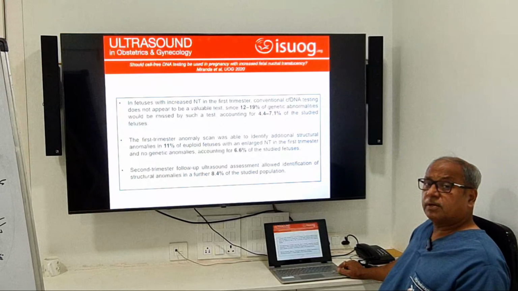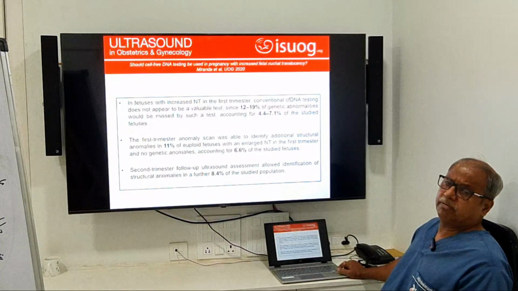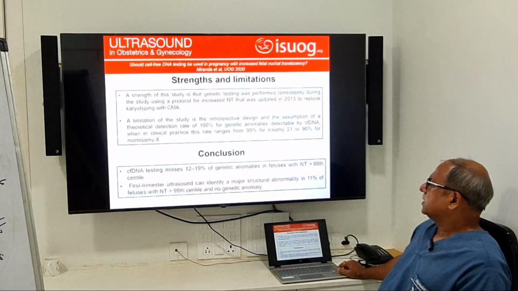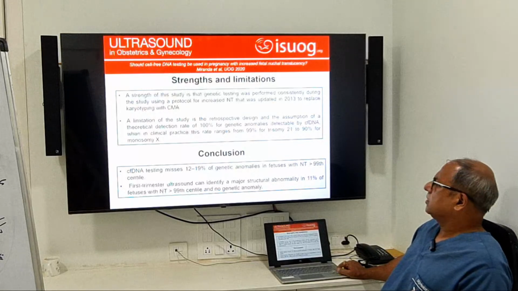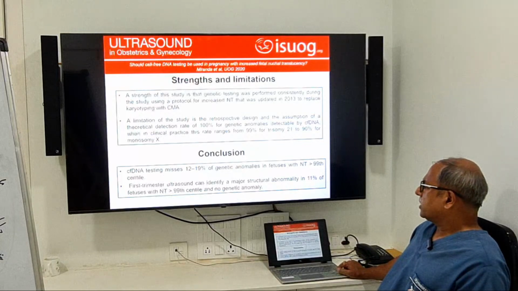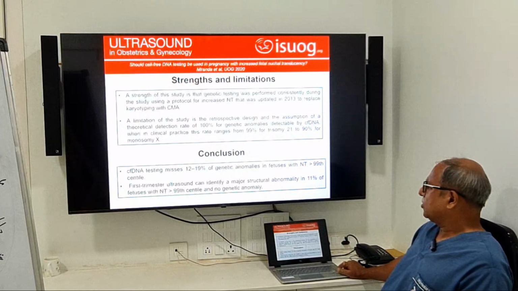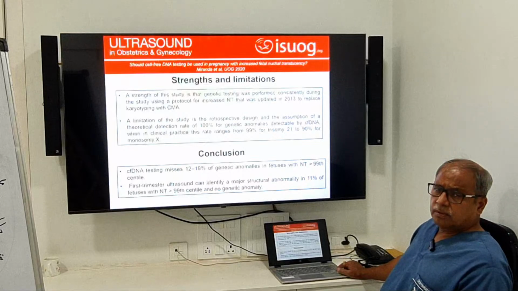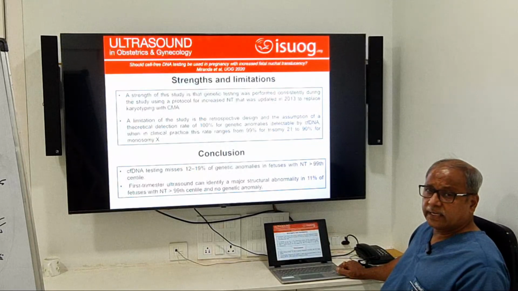First trimester, sometimes we can miss it because it is not easy for every sonologist to do a very good scan. It requires a very high-end machine and a very, very important man behind the machine. So this is the discussion and these are the conclusions. Cell-free DNA testing misses 12 to 19% of genetic anomalies in fetuses with NT more than 99th percentile. First trimester ultrasound can identify a major structural anomaly in 11% of the fetuses with NT more than 99th centile and no genetic anomaly. So whenever there is a high NT, better do a good ultrasound, but cell-free DNA is not the answer for getting answers why NT is raised.